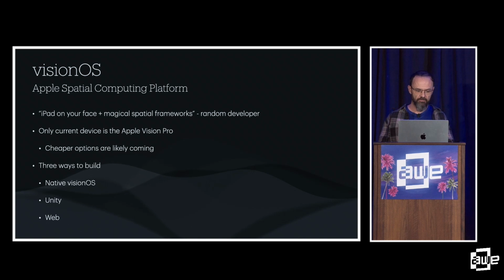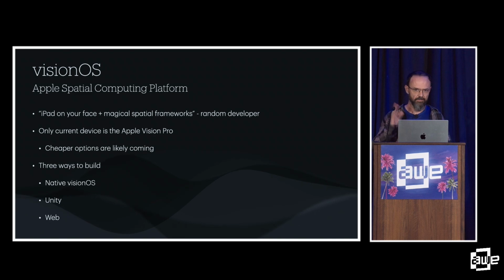Currently the only device that supports VisionOS is the Apple Vision Pro. However, there are some cheaper options likely coming. There have been some rumors, if you have been following this, so Apple might have realized that it's like $4,000 including taxes and everything. That might not be your average user, and at some point there will be a version that maybe trims a little bit on hardware.